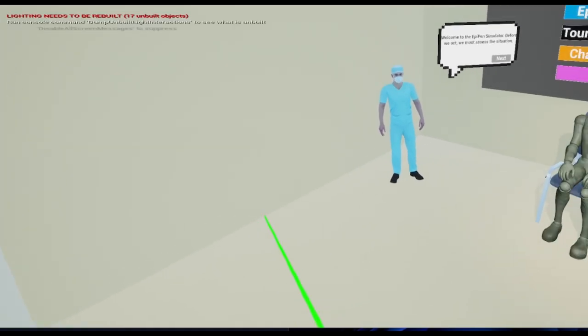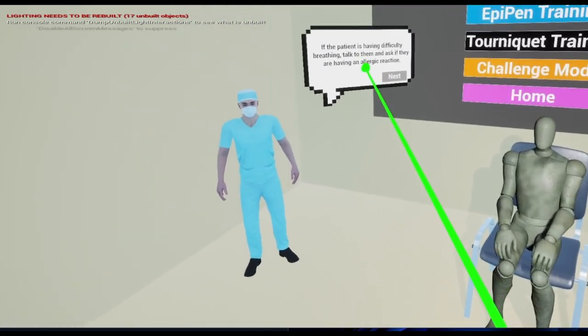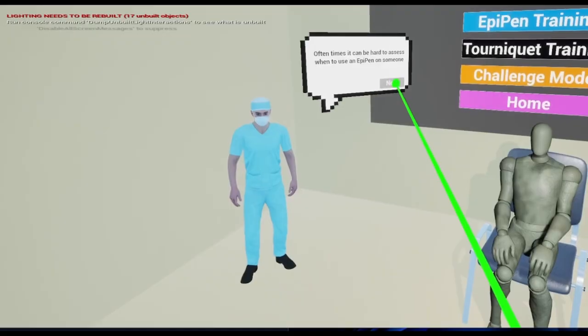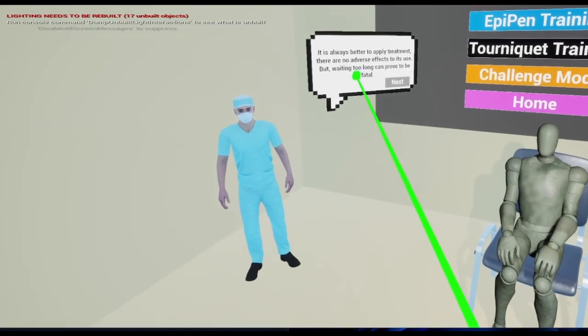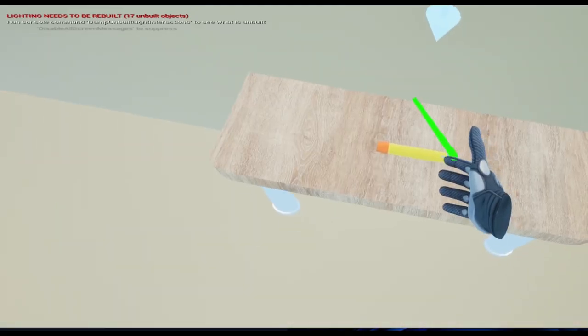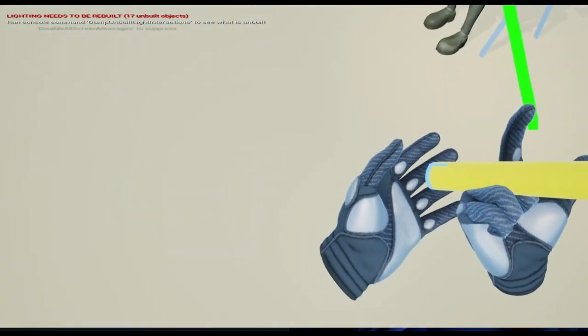Welcome to the EpiPen simulator. Before we act, if the patient is having difficulty breathing, talk to them. Understand the reaction. Oftentimes it can be hard to tell. It is always better to apply treatment. Grab the EpiPen from the table. Grab the EpiPen with your other hand at the same time to simulate.